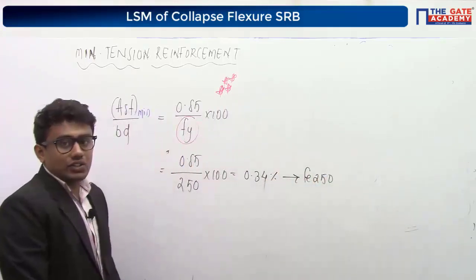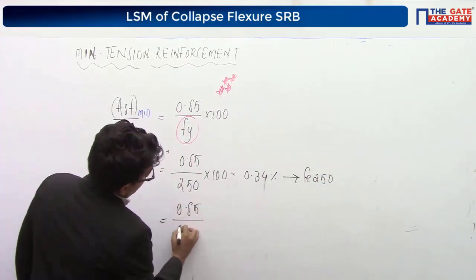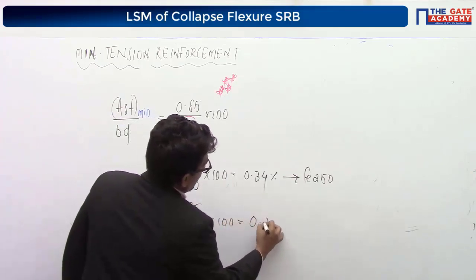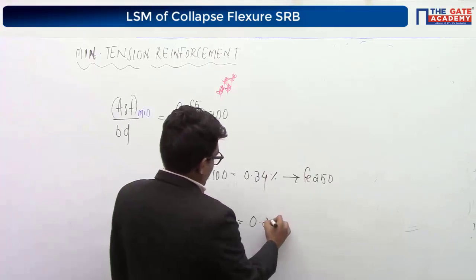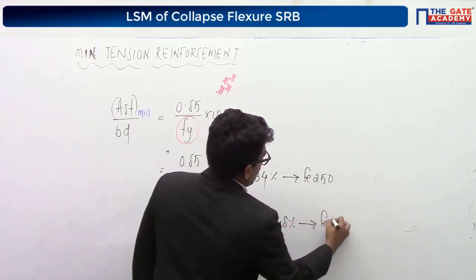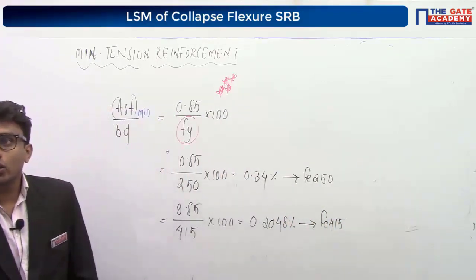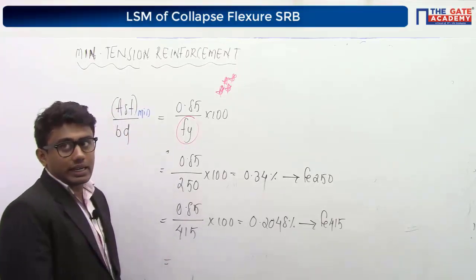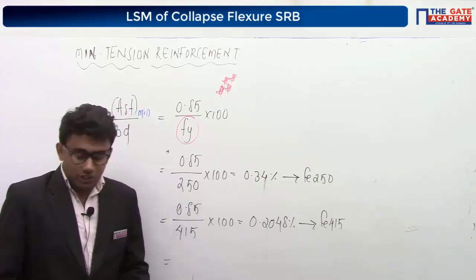For Fe 415 grade steel, please give me the answer. 0.85 divided by 415 into 100 will be equal to 0.2048, right? Fe 415 grade steel, yes, 0.2048. Similarly, for Fe 500 grade steel, what is the answer?